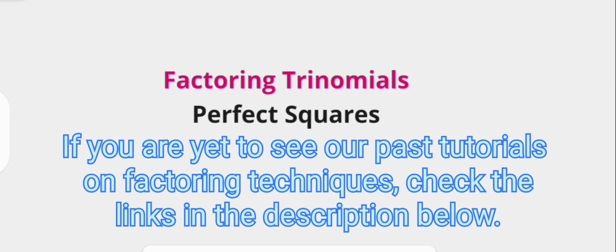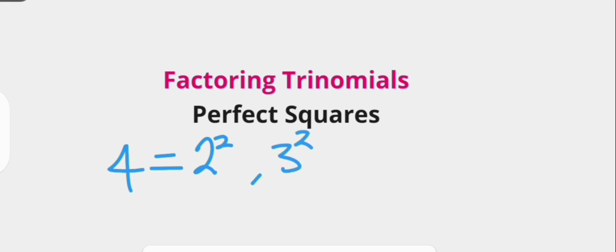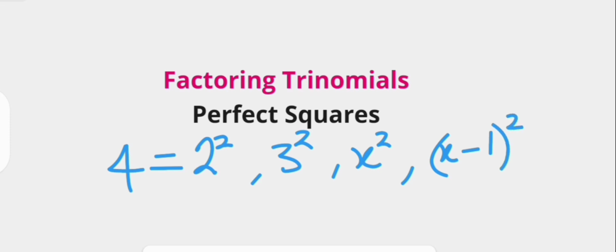To start this tutorial, we need to know what perfect squares are. A perfect square is any number, any variable, any quantity that can be expressed as a square. We have examples. 4 can be expressed as a square, which is 2 squared. So 2 squared is a perfect square. We've got 3 squared as a perfect square. What of x squared? It is a perfect square. Or do we want to talk about x minus 1 all squared? This is another perfect square.